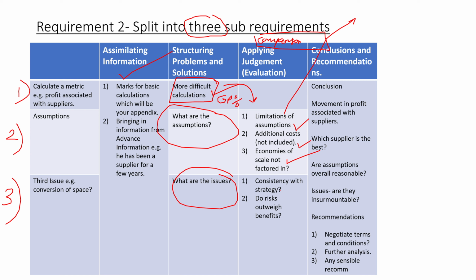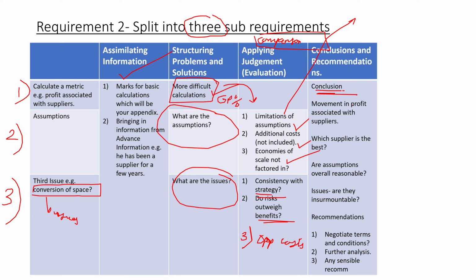Now, next one, applying judgment, is understanding the issue. Like, for example, you're converting the space and you want to know the issues. Is it consistent with the strategy of the company? Do the risks outweigh the benefits? Opportunity costs. So what are you losing out on? Are you going to lose out on the business of a potentially lucrative one? Are you going to lose out on the current operation that you're using, on the revenue from that? Okay, so it's understanding that. It's basically understanding, do the risks outweigh the benefits?